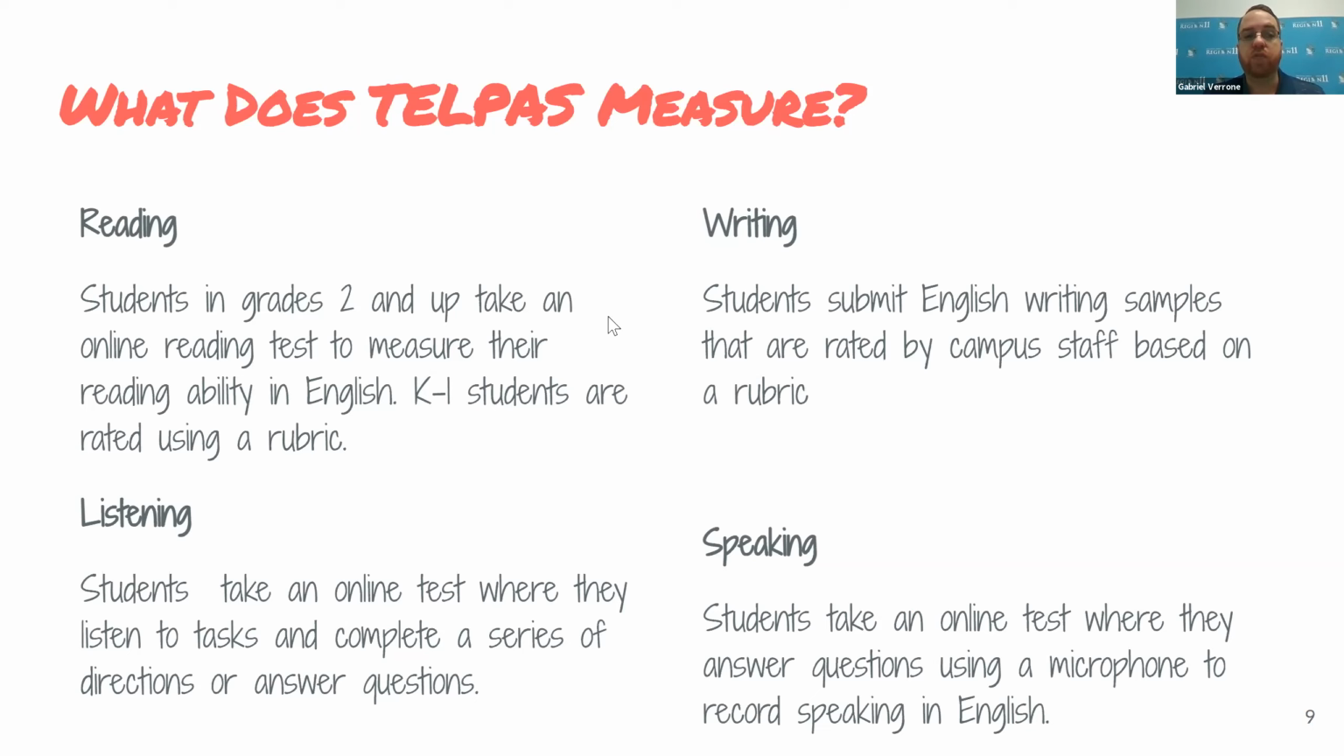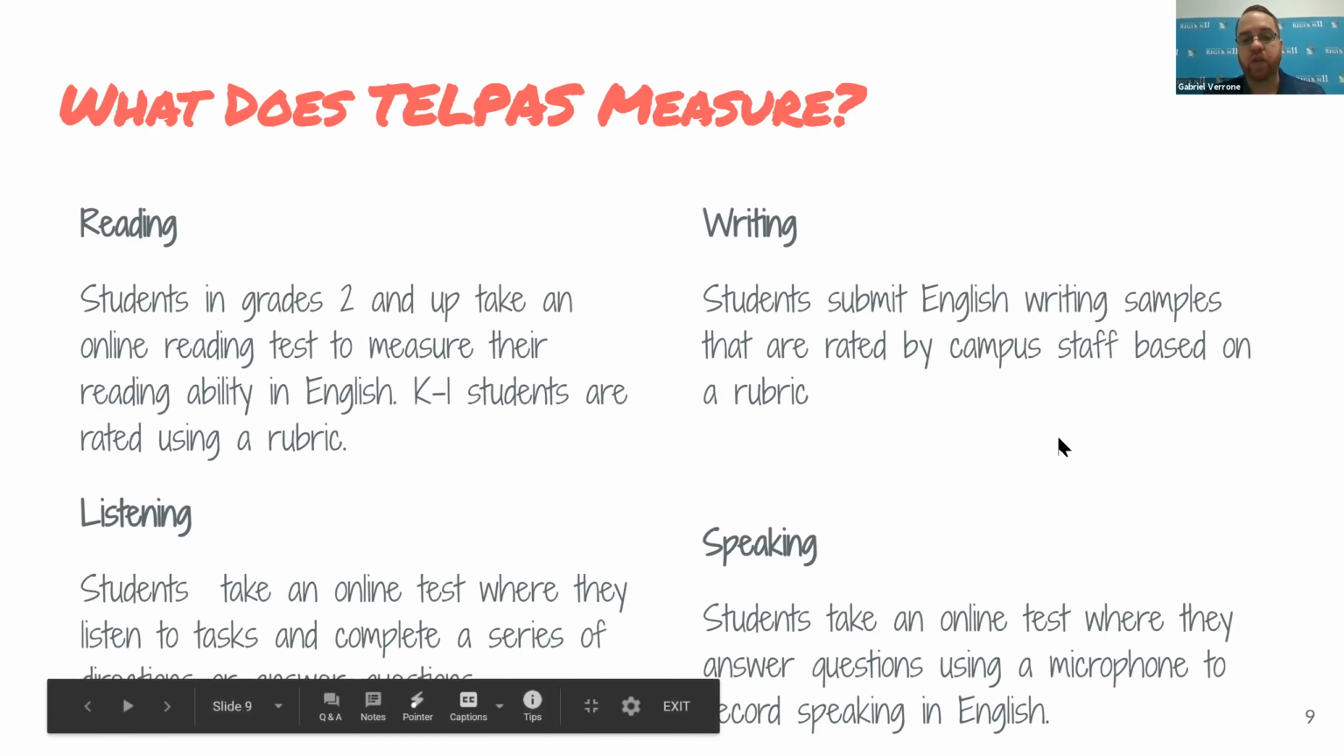Students in grade 2 and up take the online reading test to measure their reading ability. Our K-1 emerging readers are rated on the holistic rubric, right, based on the descriptors, which we're going to talk about in just a bit. For listening, students take an online test where they are asked to complete tasks or follow directions to answer questions, right? We are almost in the season of collecting writing samples. So students submit English writing samples that are rated by campus staff based on the holistic rubric, which we will talk about. And students take an online test where they answer questions using a microphone to record speaking in English.